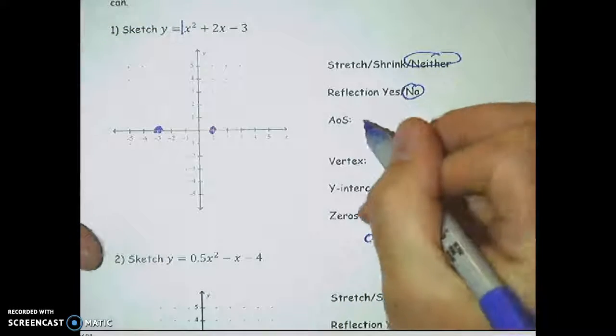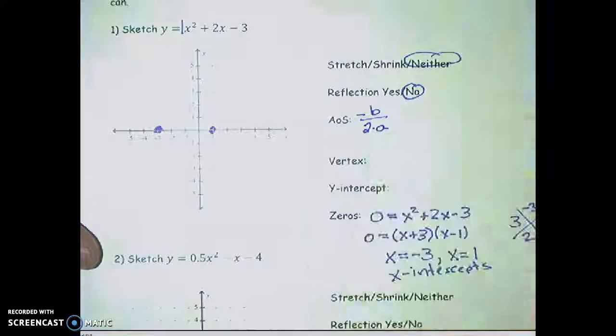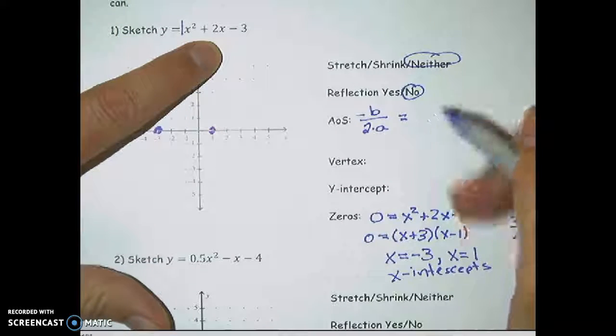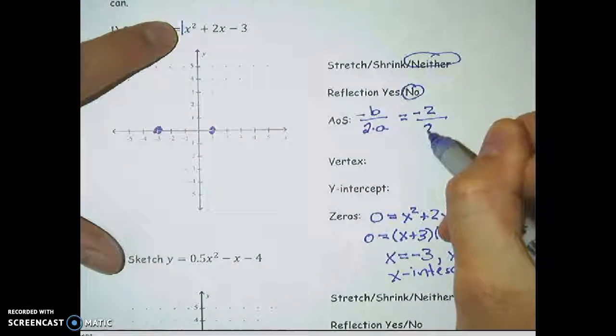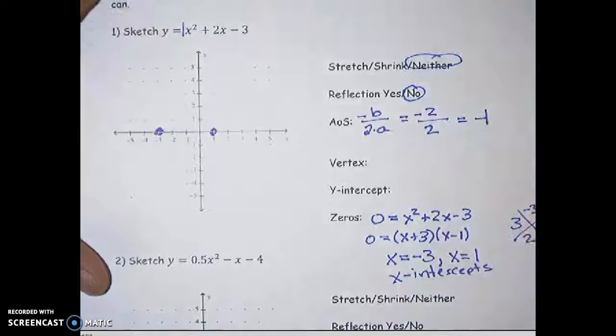Axis of symmetry is always found by opposite of b divided by 2 times a. So in this case, opposite of b, opposite of a positive 2 would be a negative 2. Divided by 2 times 1 is 2. Negative 2 divided by 2 would be negative 1.